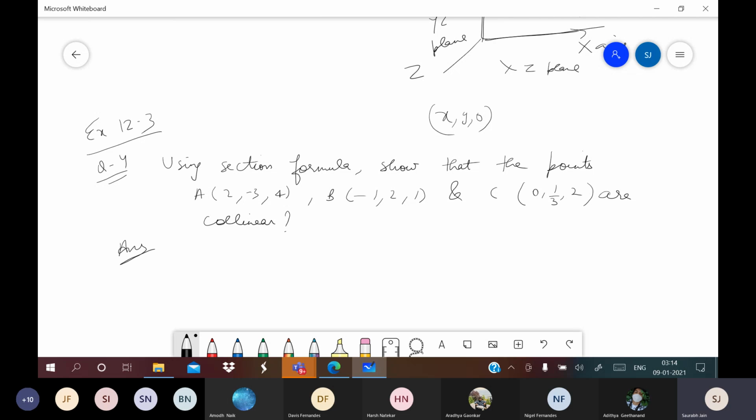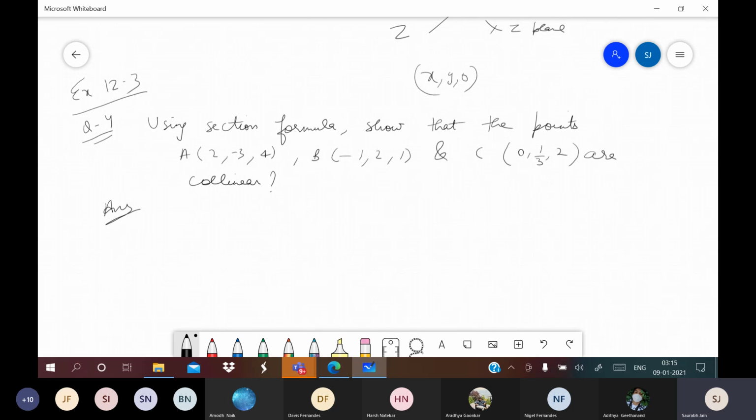So generally you might have proved 3 points collinear by area of triangle. We show that area of triangle is 0. Okay. And in 3D I told you one thing, that sum of distances between two pairs is equal to the third pair, distance formula. But here they want us to use section formula. Got it? Section formula. What we are going to do, listen very carefully, it is a good question.